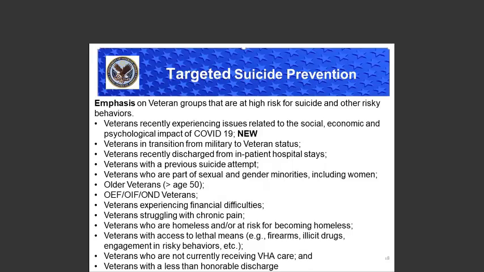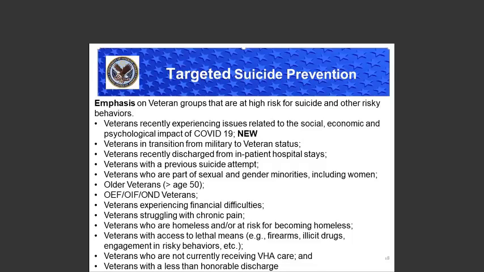The emphasis is on veteran groups that are at high risk for suicide and other risky behaviors. One new area that we have added is veterans recently experiencing issues related to the social, economic, and psychological impact of COVID-19. These other emphases have remained the same since we've had the targeted suicide prevention RFA. However, they are all extremely important, and we welcome applications in any of these emphasis areas.